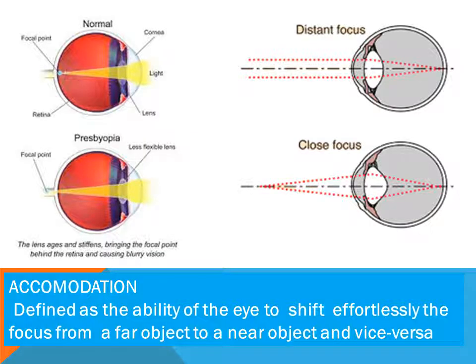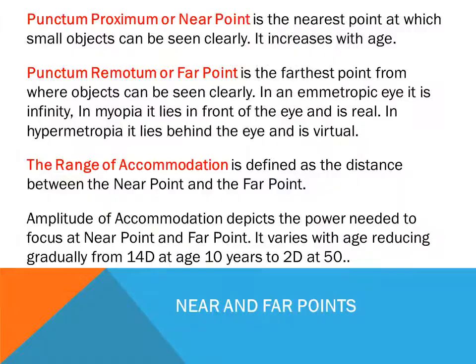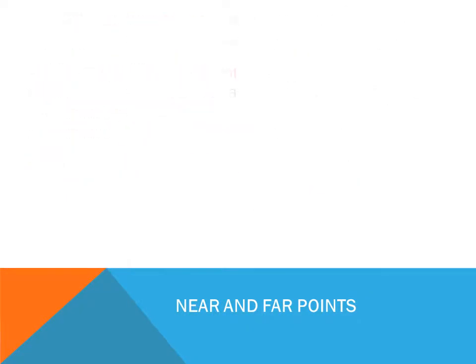Accommodation, defined as the ability of the eye to shift effortlessly the focus from a far object to a near object and vice versa. Near and far points. Punctum proximum or near point. It is the nearest point at which small objects can be seen clearly. It increases with age.